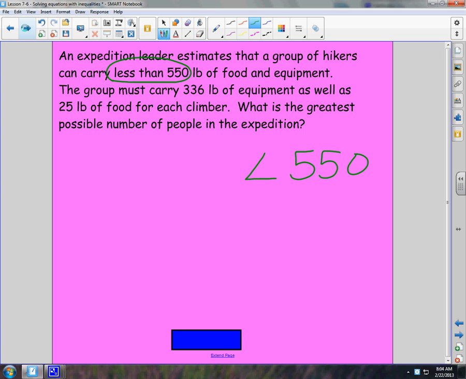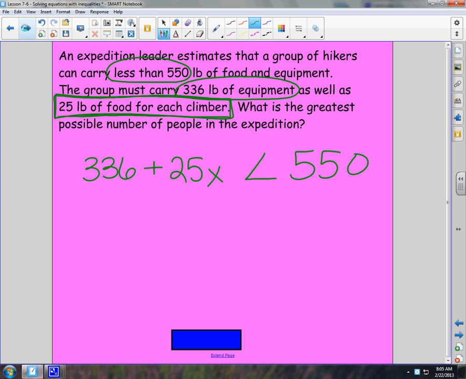550 pounds. Okay? I can carry 336 pounds of equipment. So I'm going to start with that, 336 pounds of equipment, plus 25 pounds of food for each climber. Now that's my one that has my variable because the number of climbers can change. I could have 4 climbers, I could have 5 climbers, I could have 7. Okay? So there is my equation. So now I can solve it. So I'm going to minus 336.